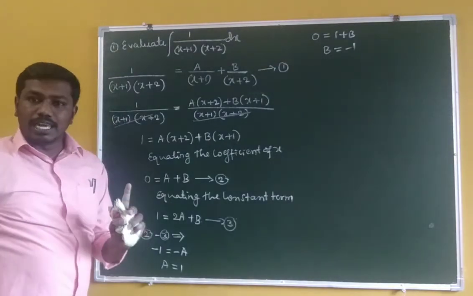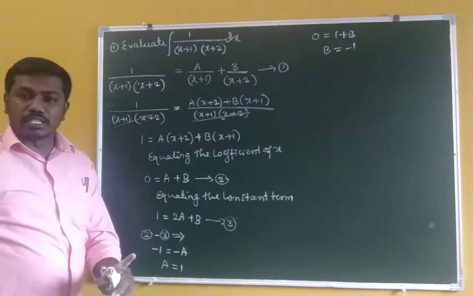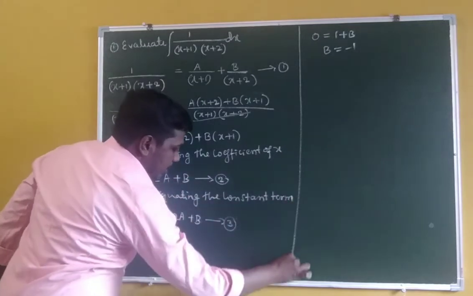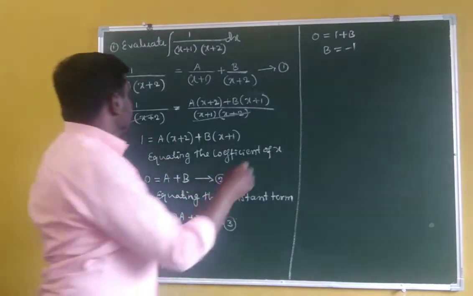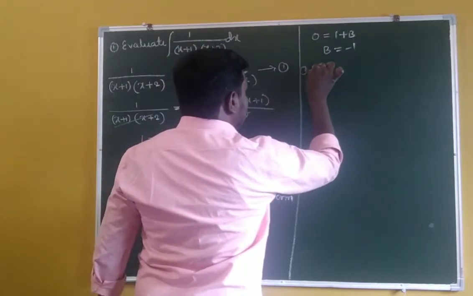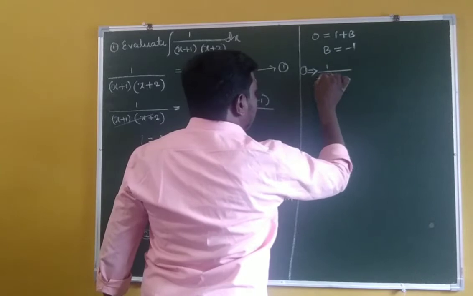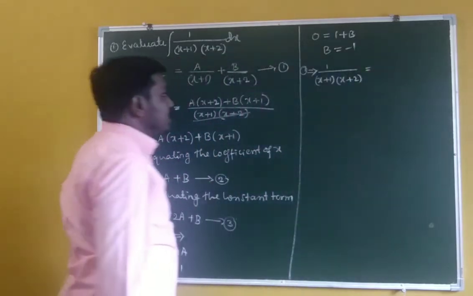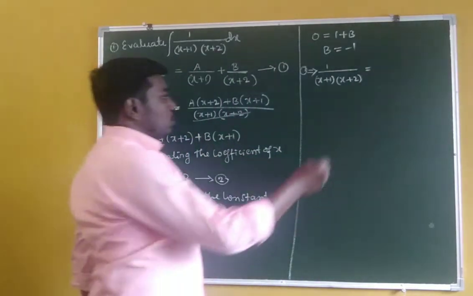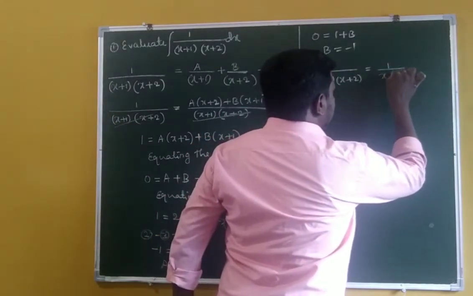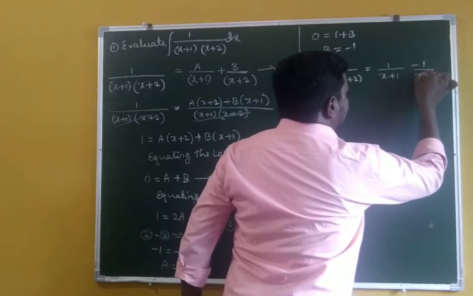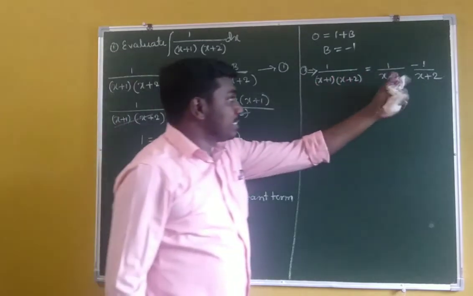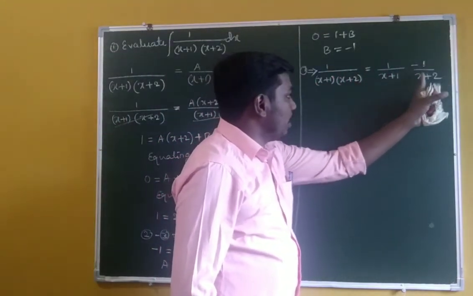So, calculate the arbitrary constants. Whatever procedure we used is the first type. Are you clear? Yes. Now substitute the values of A and B in equation 1. Equation 1 implies 1 over x plus 1 into x plus 2 is equal to 1 upon x plus 1, plus B, which is minus 1, divided by x plus 2. The given integrand can also be written as 1 over x plus 1 minus 1 over x plus 2.